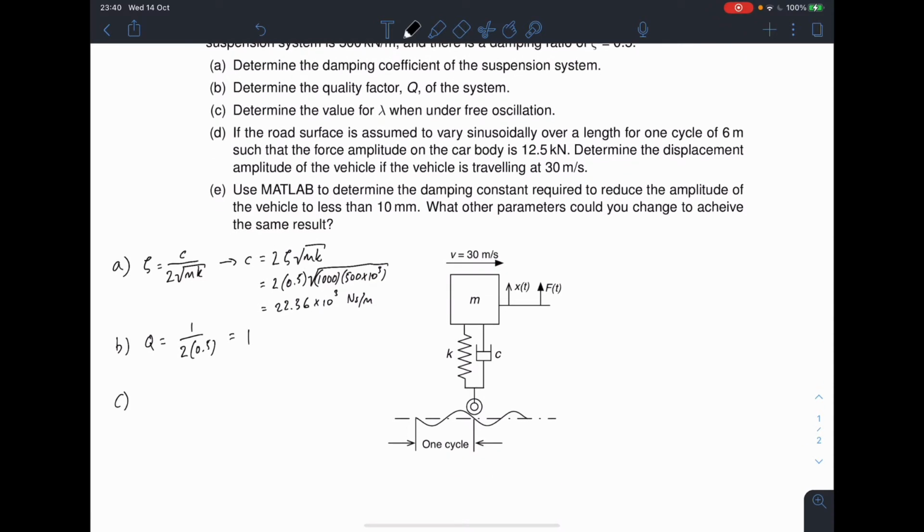Part C is work out what lambda is, which is the logarithmic decrement, and again, looking at your notes, we have an equation, 2 pi zeta divided by root 1 minus zeta squared. So again, plugging in the numbers, gives us 3.6276.